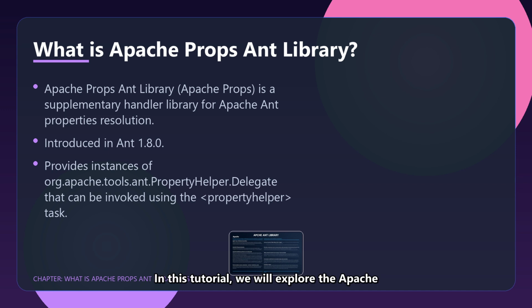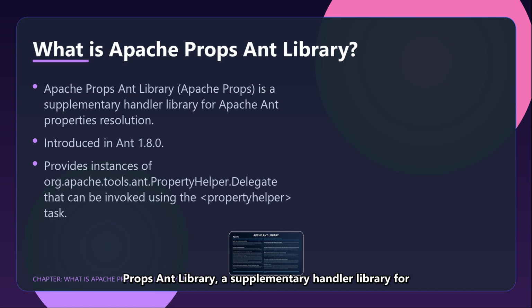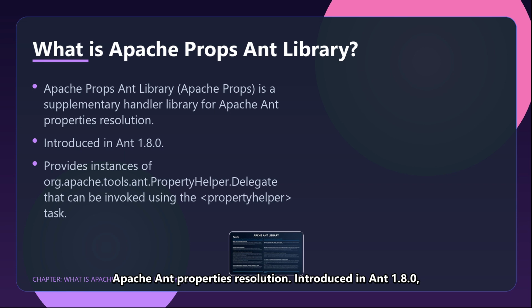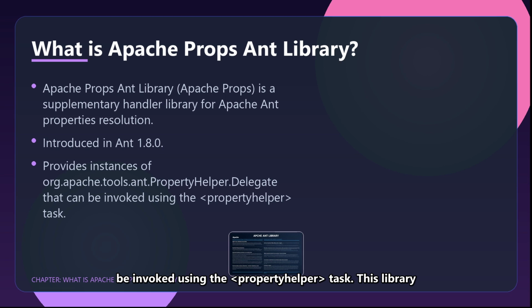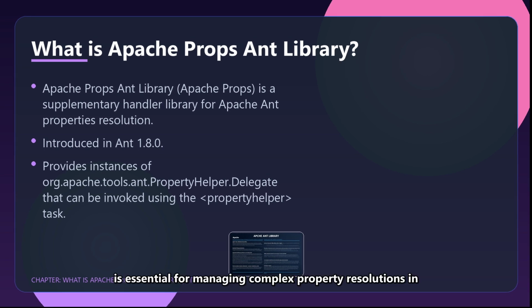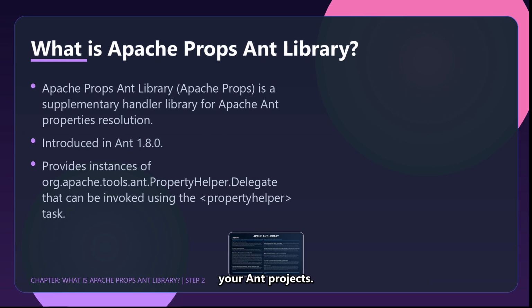In this tutorial, we will explore the Apache Props Ant Library, a supplementary handler library for Apache Ant properties resolution. Introduced in Ant 1.8.0, Apache Props provides instances of the org.apache.tools.ant.property-helper delegate that can be invoked using the property helper task. This library is essential for managing complex property resolutions in your Ant projects.